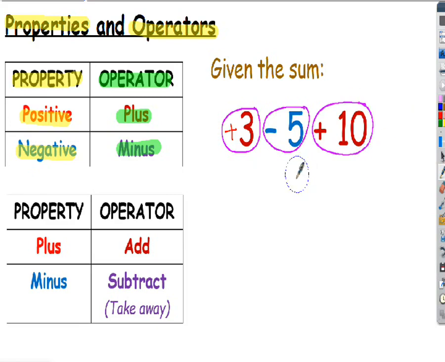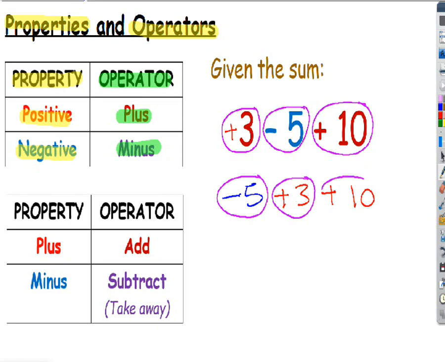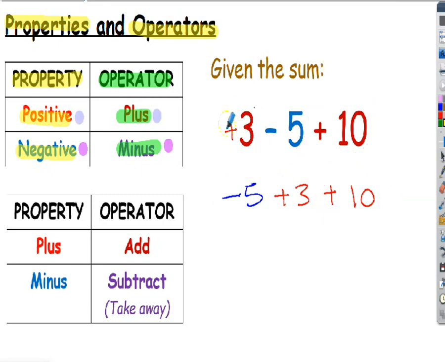So if I was to reorder this equation, I would put the negative 5 to the front, then I would have positive 3 and my positive 10. So again, you can see these signs stay with the respective constants shown here. Now reading the calculations, the top line I have positive 3 minus 5 plus 10, and on the second line I now have negative 5 plus 3 plus 10. All I'm trying to do here is just highlight the difference between the property and the operator.